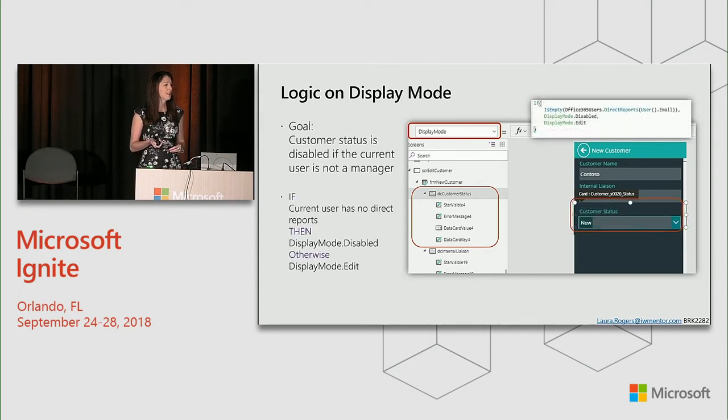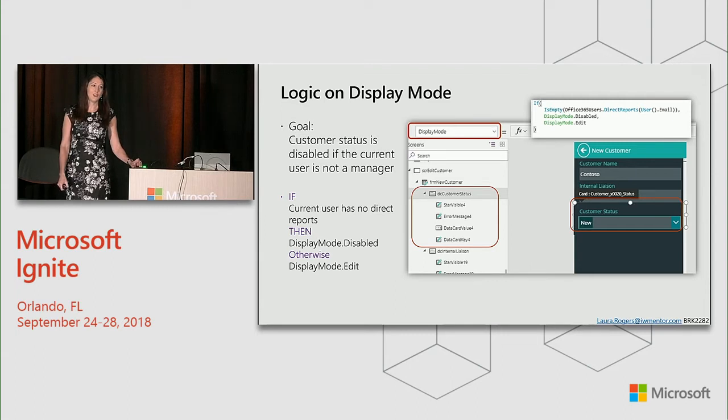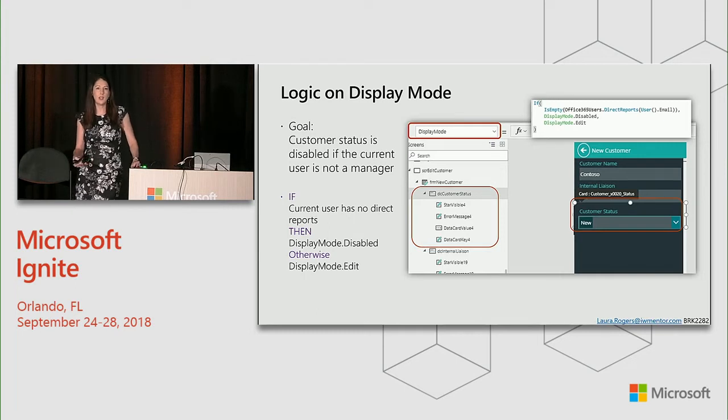Here's another example. In this case, I want the customer status to be disabled if the currently logged in user is not a manager. That is my goal. So in this case, I am using another data connection called Office 365 users. And that is where I can get detailed information about any of my users, including, of course, the currently logged in user. The logic that I happen to be using in this case is, how do I determine if you're a manager? I'm really just looking to see if you have direct reports under you in our organization structure. So you could do other logic, say the job title contains the word manager, however you have your organization set up in AD that would tell you that someone is a manager.